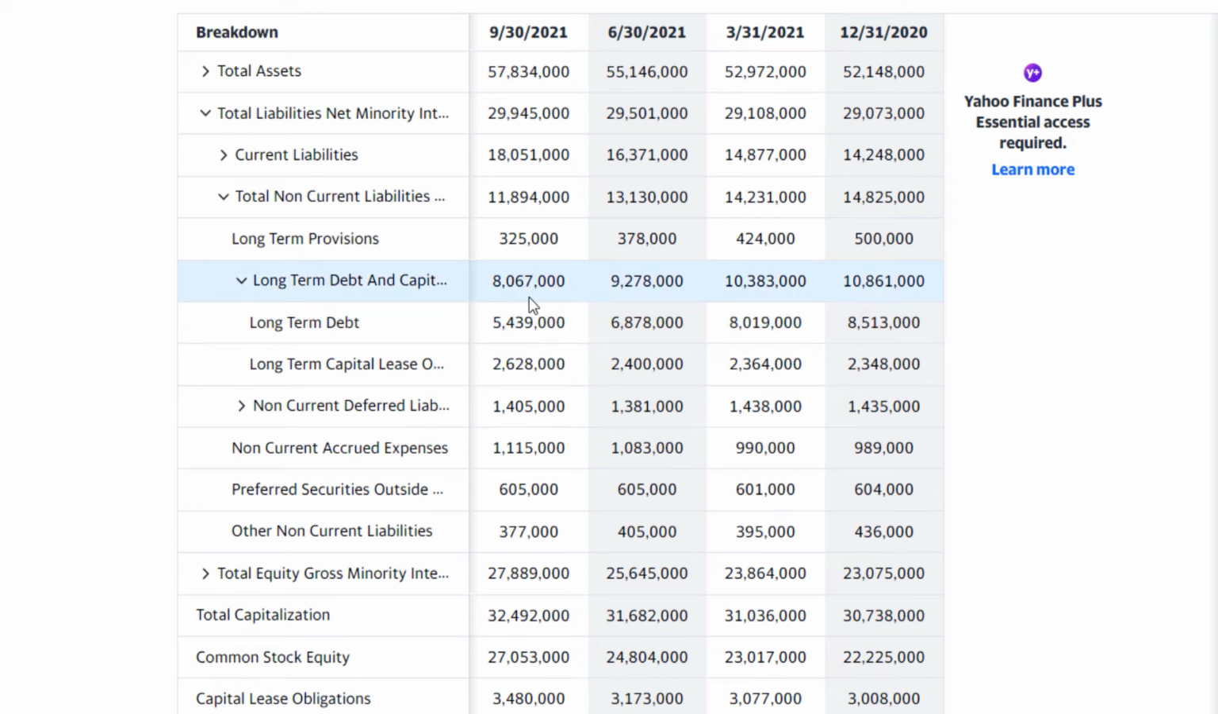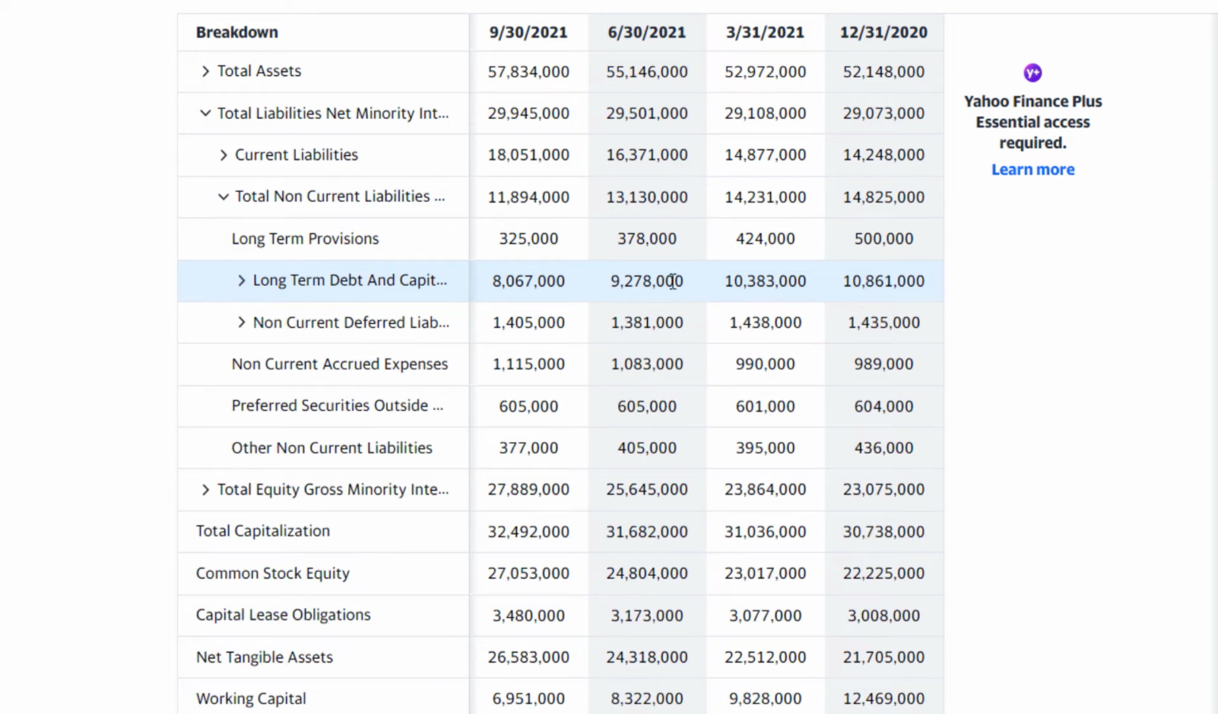So this is stuff that's not coming due now, but it's something we're going to have to pay in the future. Again, a good sign. Going back in time, they're at 10.8 in long-term debt, and now they've been paying that down and are down to 8 billion, right? This is where you can look at things like the cash flow statement and income statement to see, is the money coming in that'll help pay for this, basically.